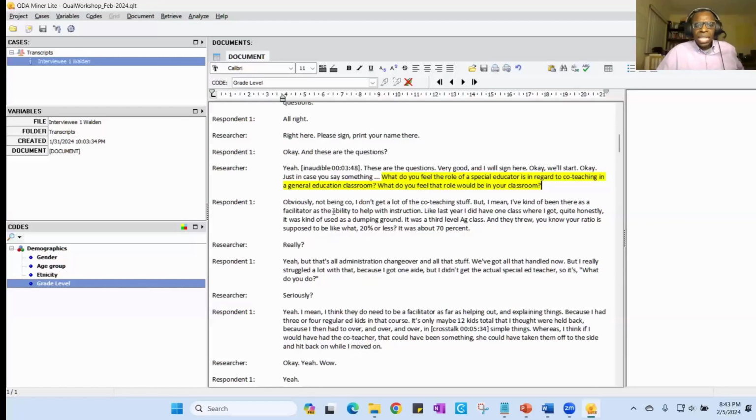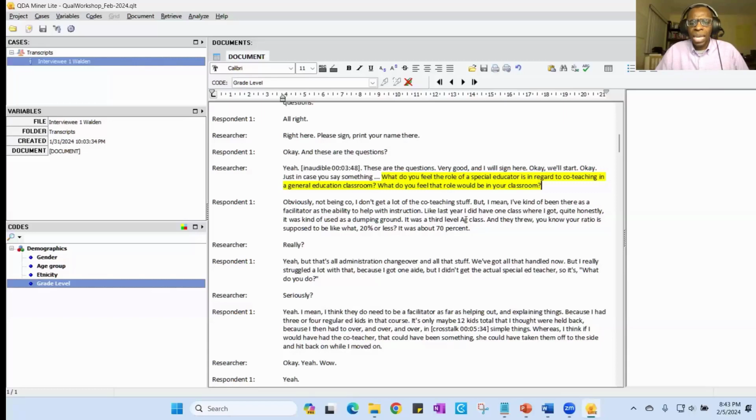He says, obviously, I don't get a lot of co-teaching stuff, but I've kind of been there as a facilitator, as the ability to help the instruction. Like last year, I did have one class where I got, quite honestly, it was kind of used as a dumping ground.